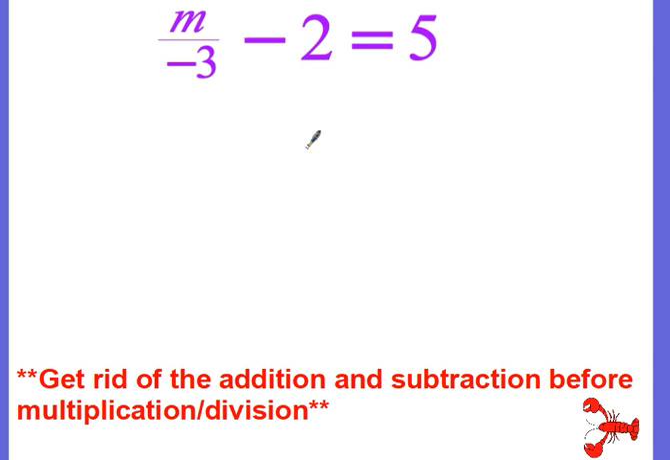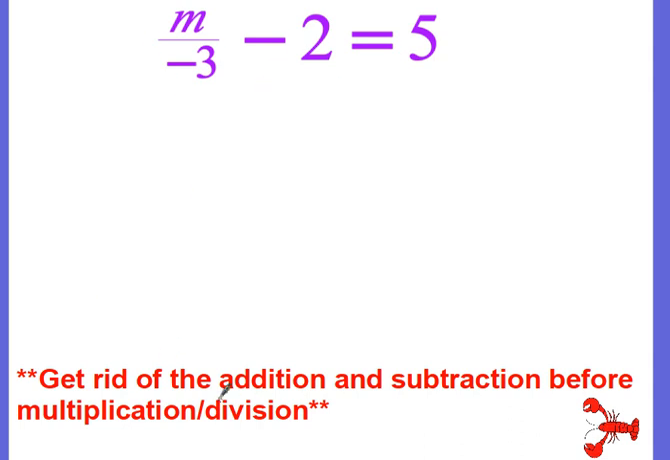So I have another two-step equation. Try this one on your own if you can. So we have m divided by negative 3 minus 2 equals 5. So again, we have a fraction. Fractions are just a fancy way of writing division. M divided by negative 3 minus 2 equals 5.